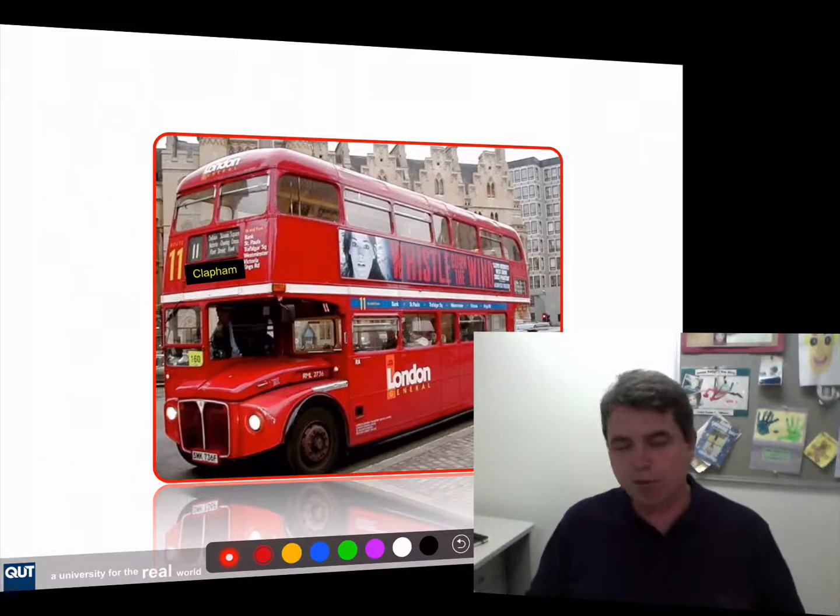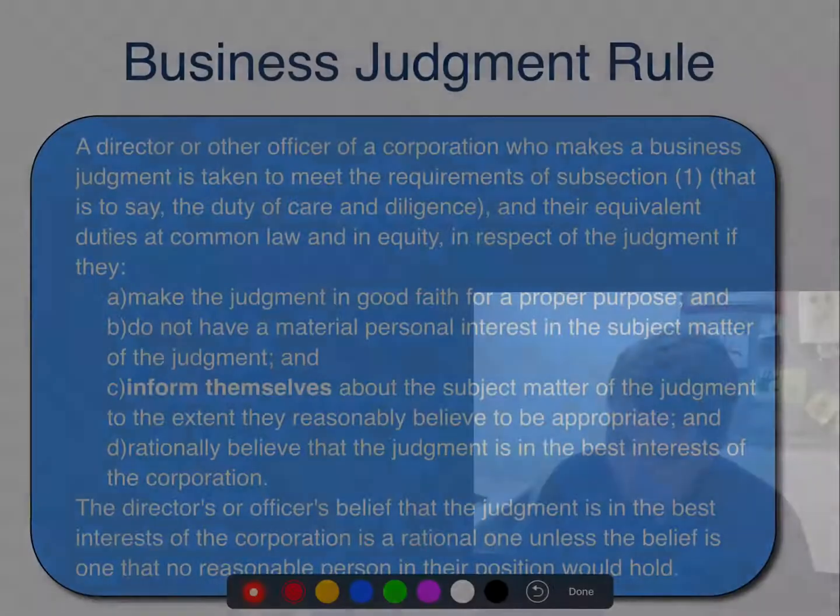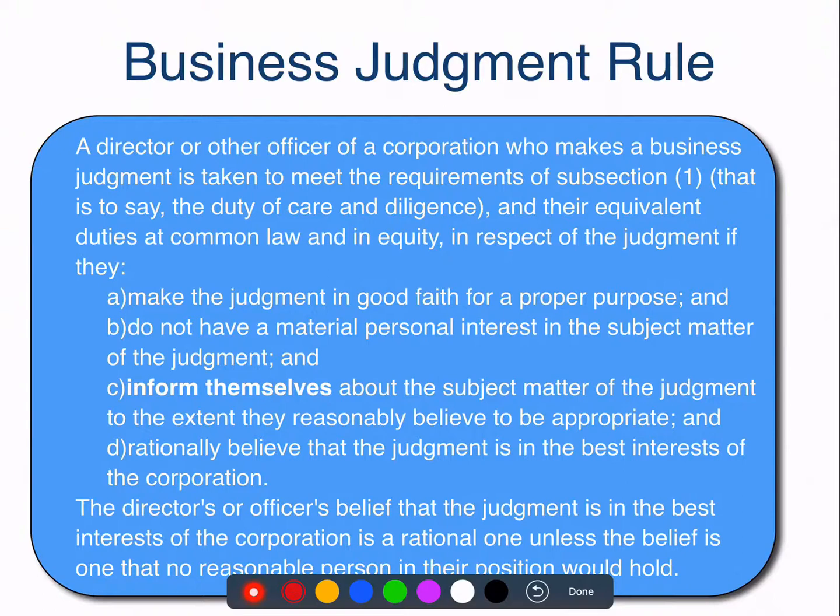So what Parliament did was come up with a defence for care and diligence, and it's in section 180 subsection 2. Let's have a look. So this defence for due care and diligence is called the business judgment rule. Okay. So first thing to note is that it's actually about business judgments.